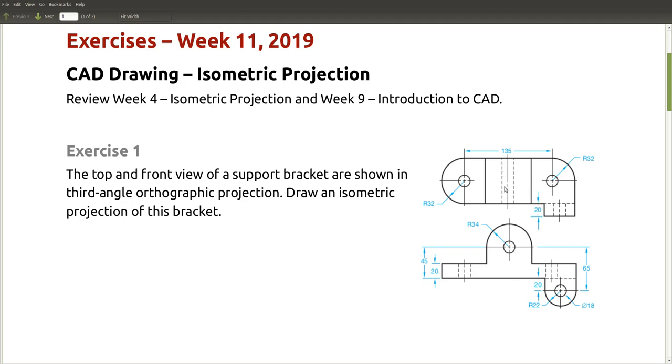So we've got a top view, we've got a front view, and essentially this support bracket consists of a flat horizontal plate with a little lug that sticks out the bottom and a lump that is sticking out the top. And then the corners of that plate are rounded off. And that's kind of how we're gonna draw it. Alright, so let's go to LibreCAD.